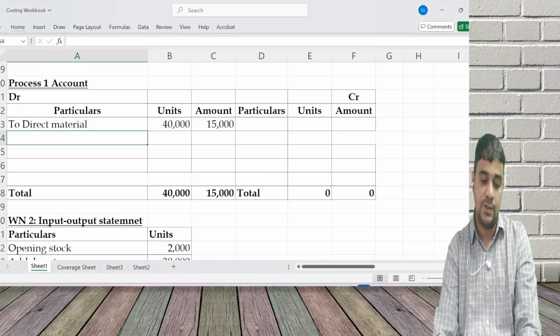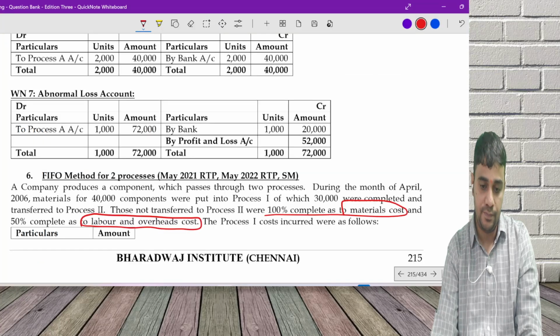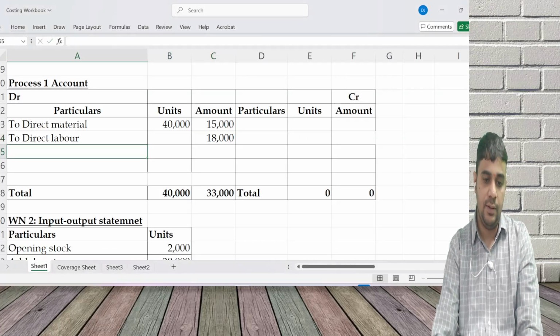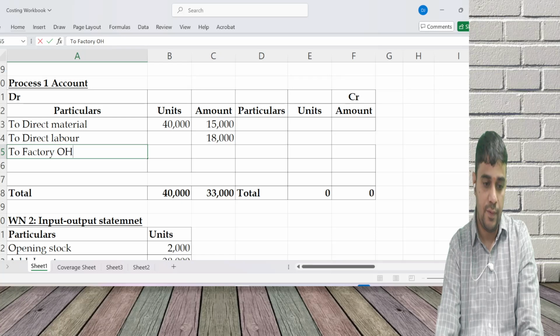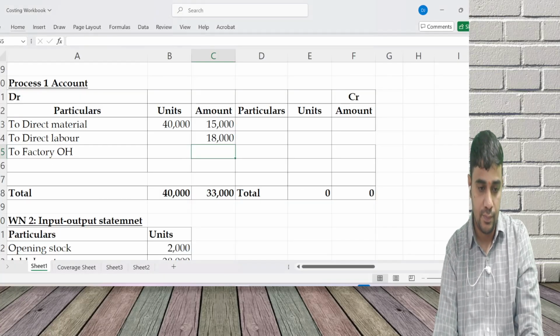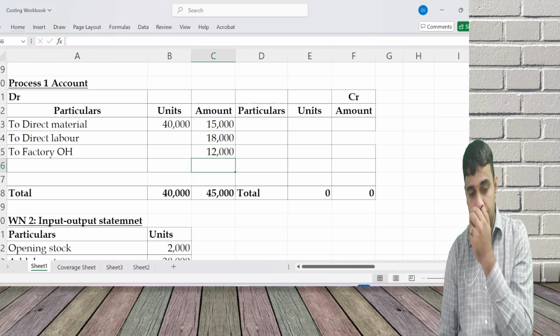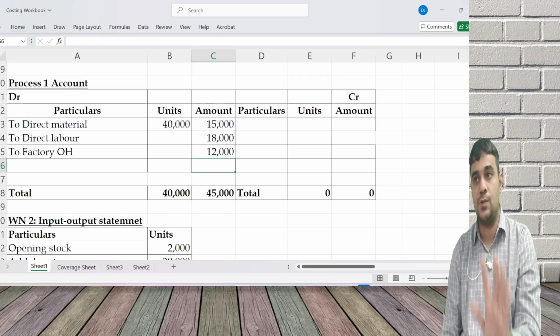The next expense. Direct wages, how much? 18,000. Then factory overheads. Any other expense do you see? Is there any other expense you see for process one?